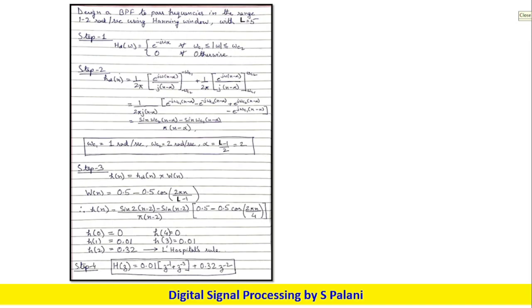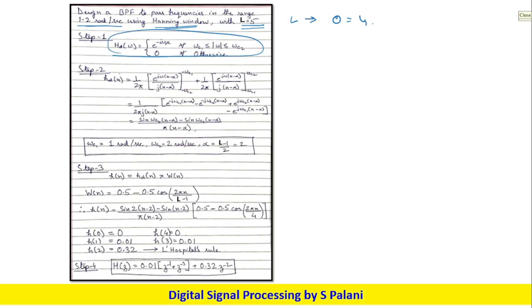Then similarly, design a band pass filter having pass frequencies in the range of 1 to 2 radians per second using Hanning window with length equal to 5. If length equals 5, order is equal to 4.